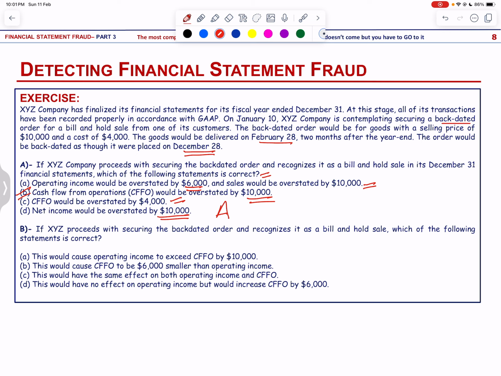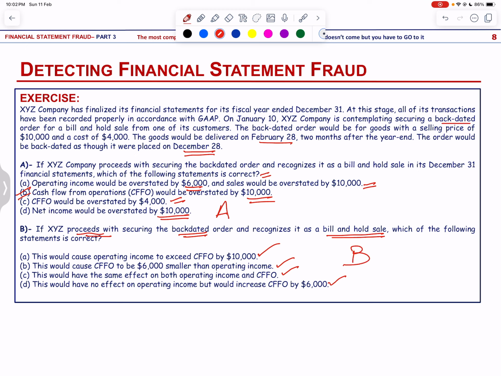Okay, let us look. If XYZ proceeds with securing the backdated order and recognizes it as a bill and hold sale, which of the following statements is correct? This would cause operating income to exceed by 10,000. This would cause CFFO to be 6,000 smaller than operating income. This would have the same effect on both operating income and CFFO. And this would have no effect on operating income but would increase CFFO by 6,000. So if you look into these options, option number B is the correct choice.